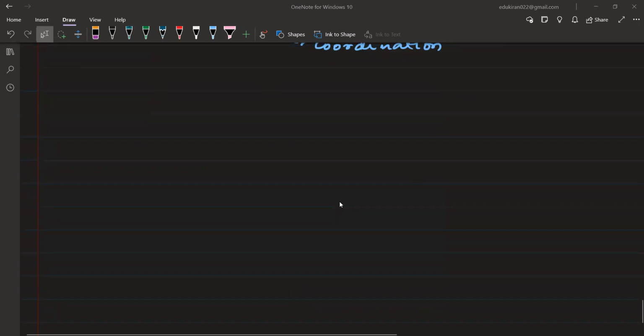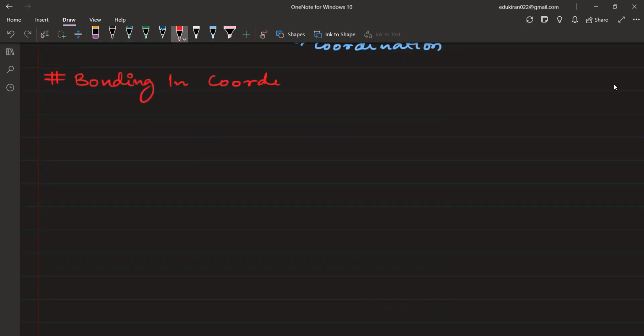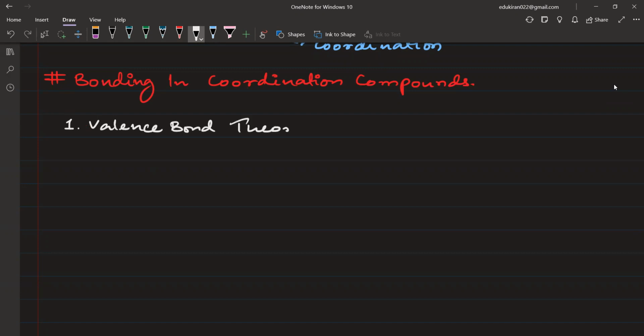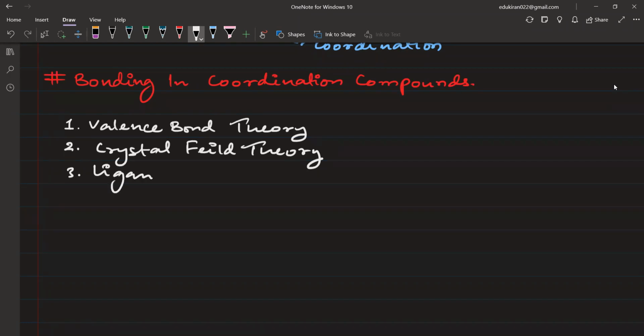Shall we write next? Bonding in coordination compounds. So see, there are four bonding theories for coordination compounds. First one is valence bond theory. We'll start with valence bond theory. Then we will learn about crystal field theory. Third is ligand field theory. Fourth is molecular orbital theory.